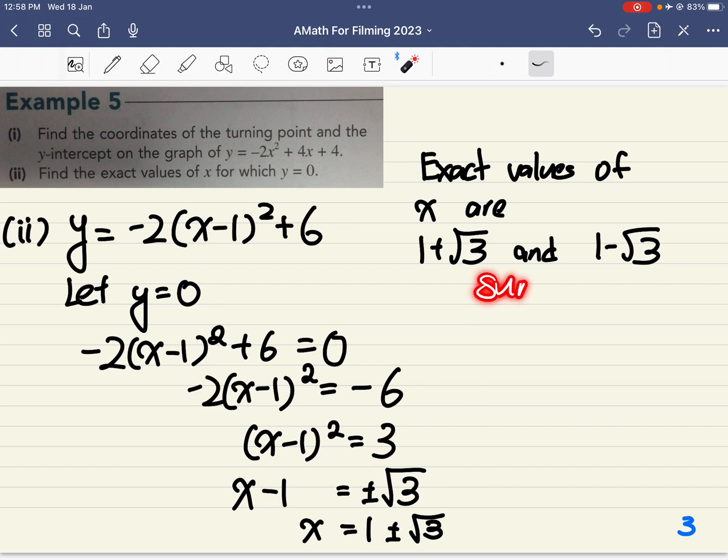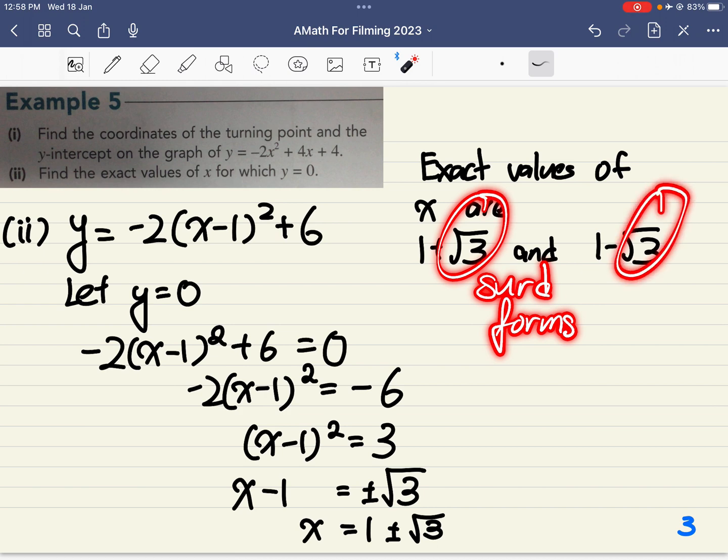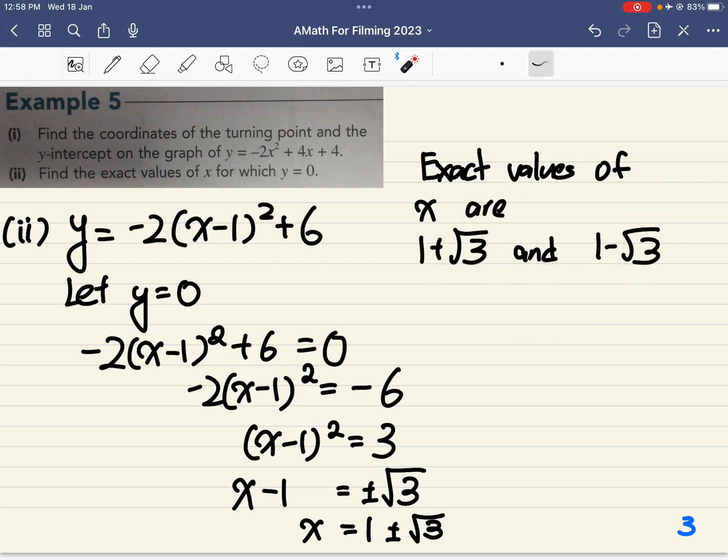This is known as the surd form. We will cover that in a later topic, but when there's a square root 3 here, this is known as an irrational number. So do not evaluate the square root. If you leave it as square root 3, it gives you the exact value, which is what they want over here.